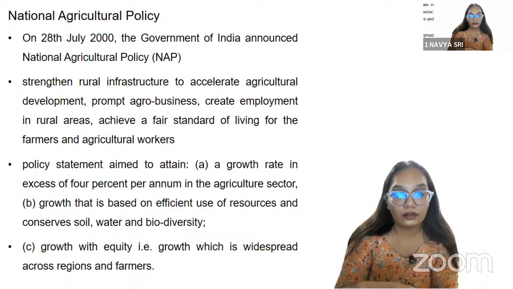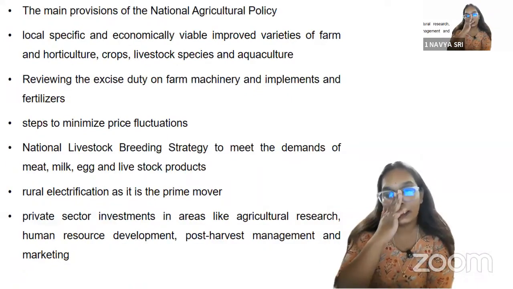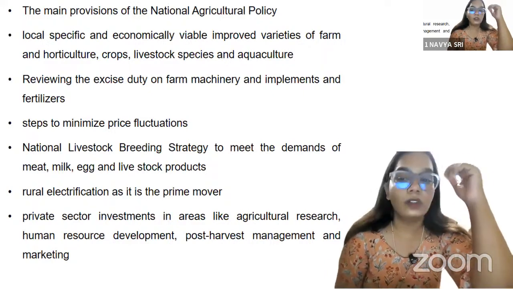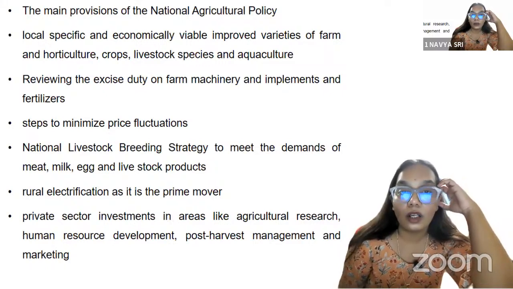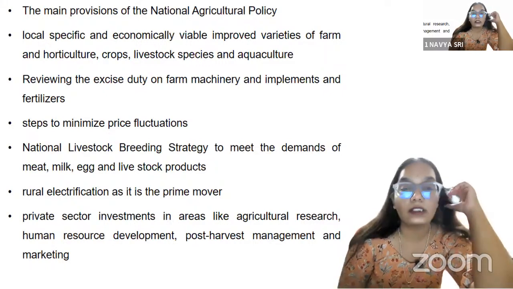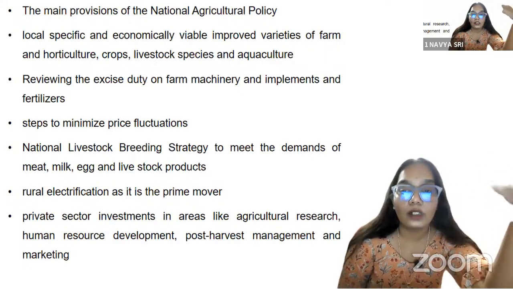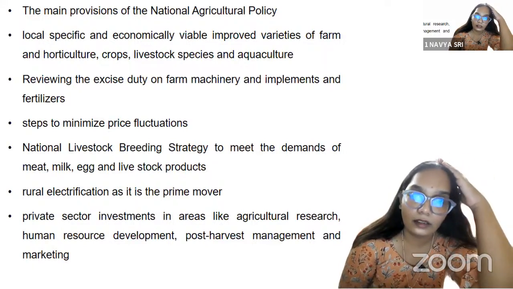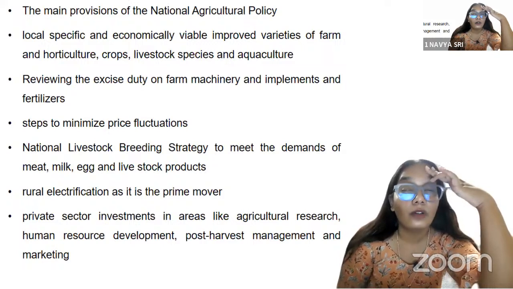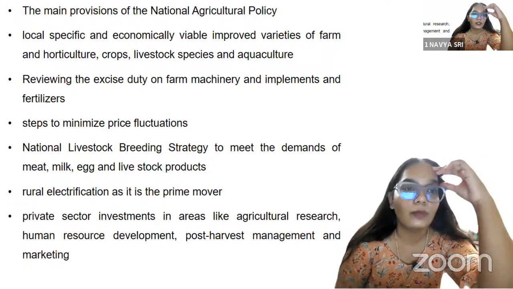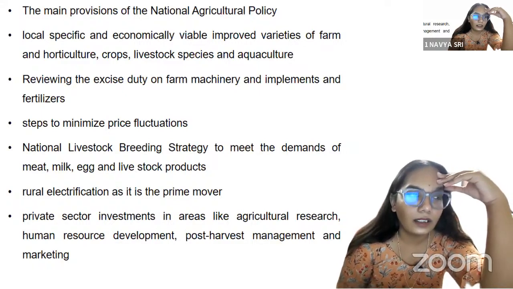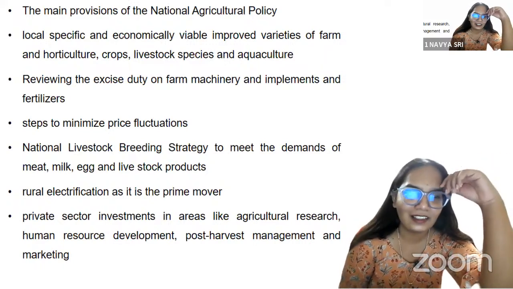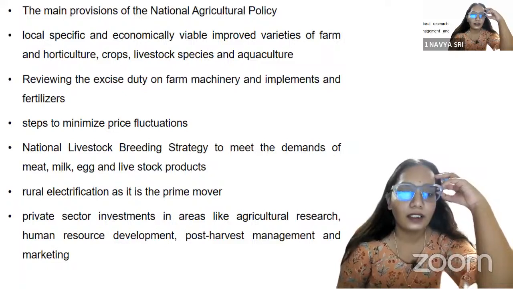The next is, what are the main provisions of National Agricultural Policy? What are the main provisions of NAP? NAP is to develop locally specific and economically improved varieties of farm produce. So they wanted to improve the local based and local specific varieties so that it is more sustainable in nature, rather than introducing a foreign or hybrid, or what do we call that word? I forgot that word, but hybrid. Yeah, I think it's a scientific term. I hope I'll remember by the end of the class. Yeah. So, and livestock species and aquaculture.